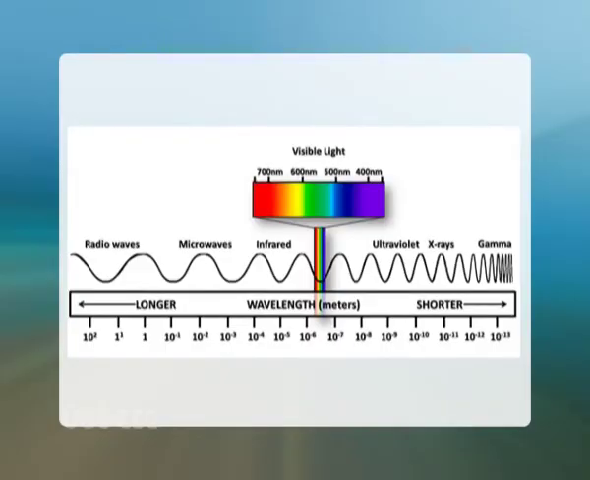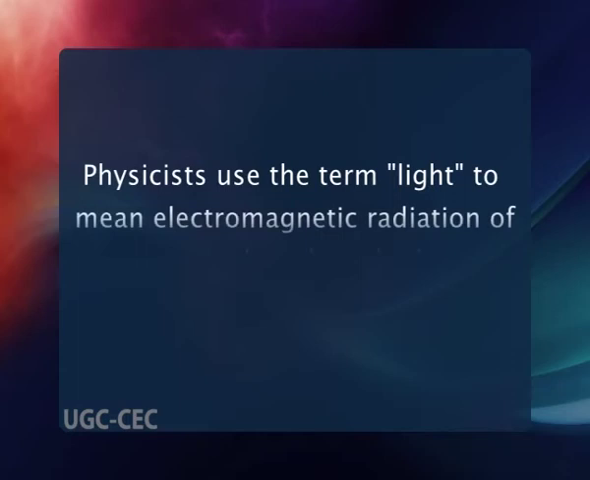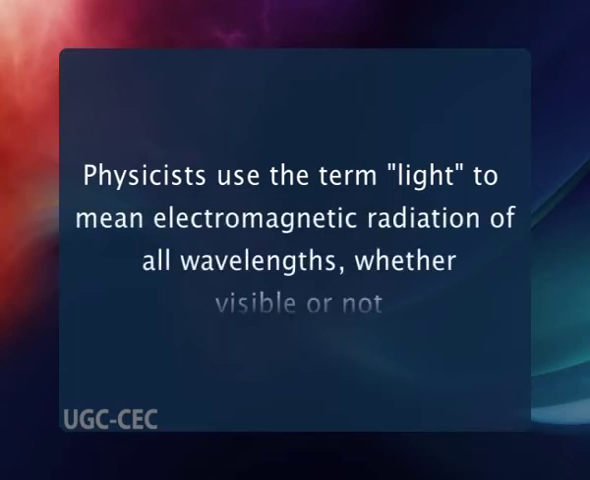Now, visible light. Visible light is a very narrow range of electromagnetic radiation wavelengths that is visible to the human eye. More broadly, physicists use the term light to mean electromagnetic radiation of all wavelengths, whether visible or not.